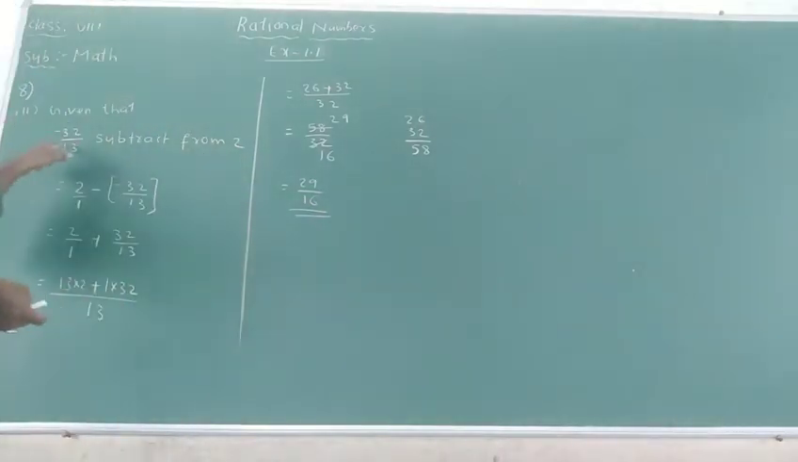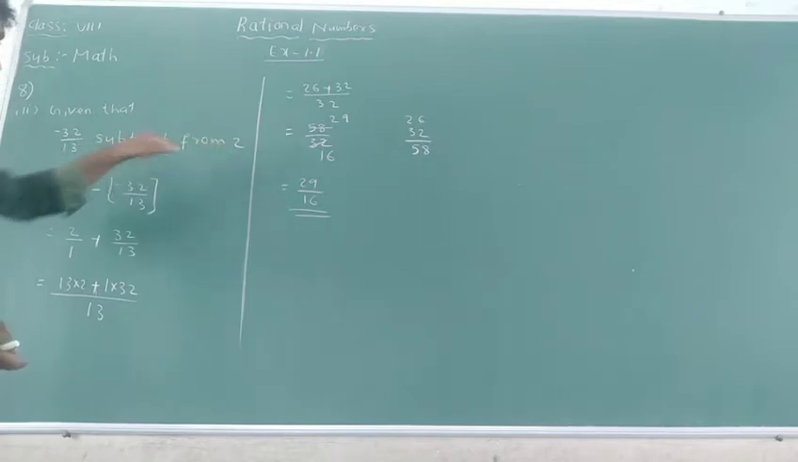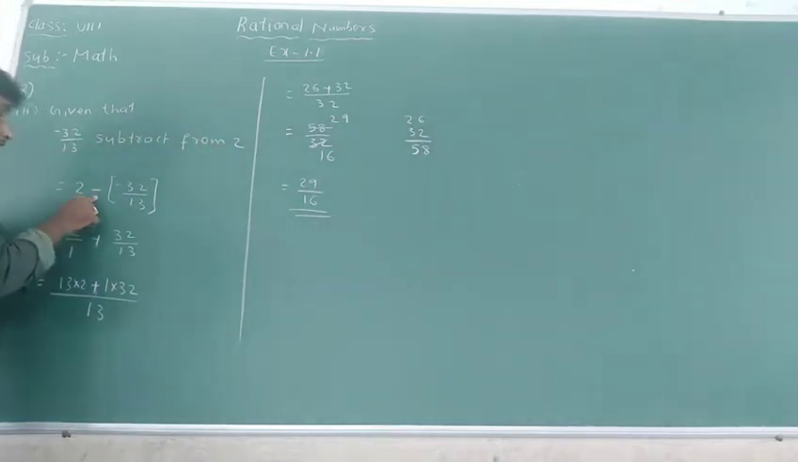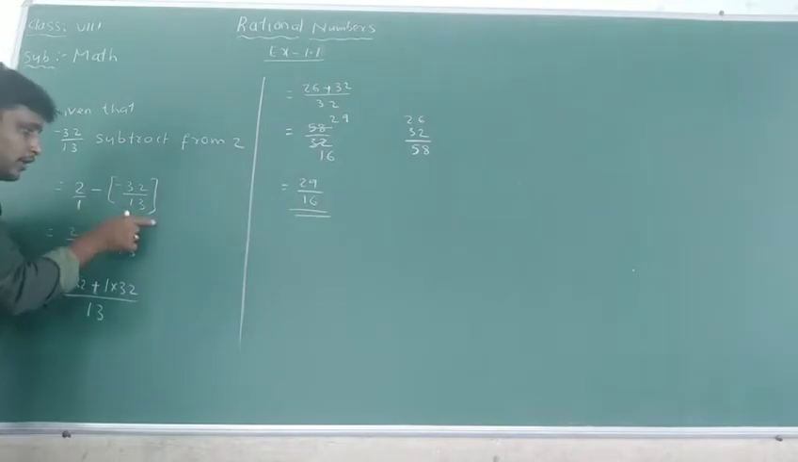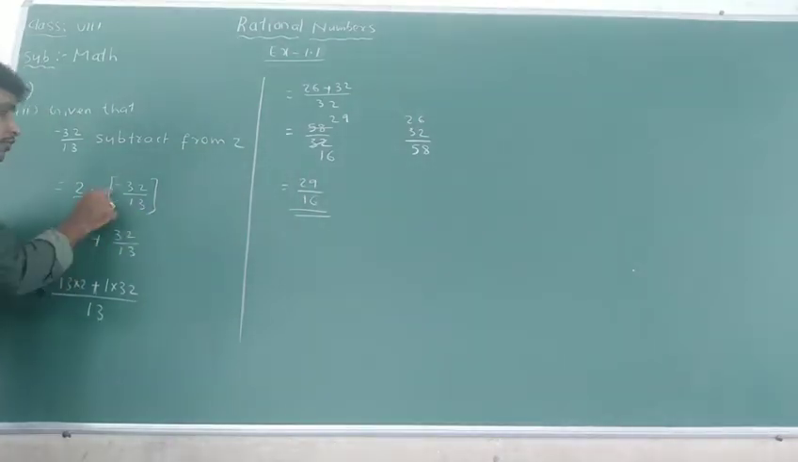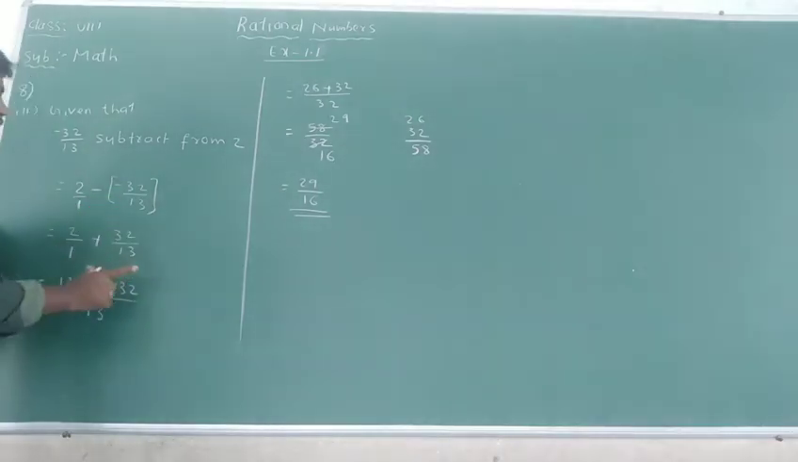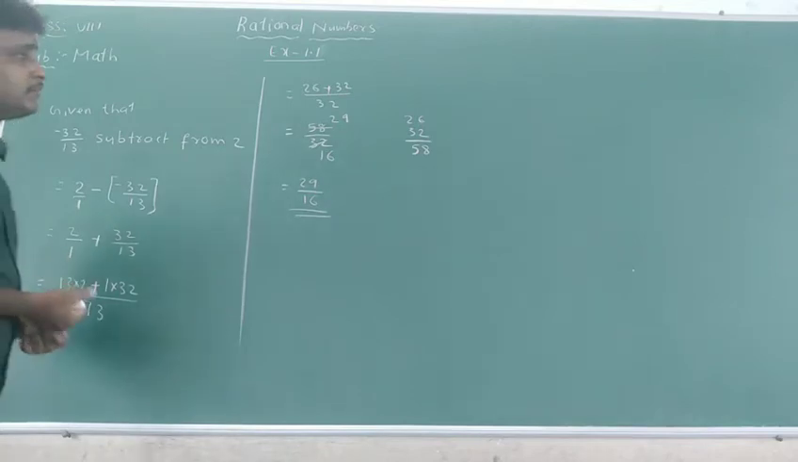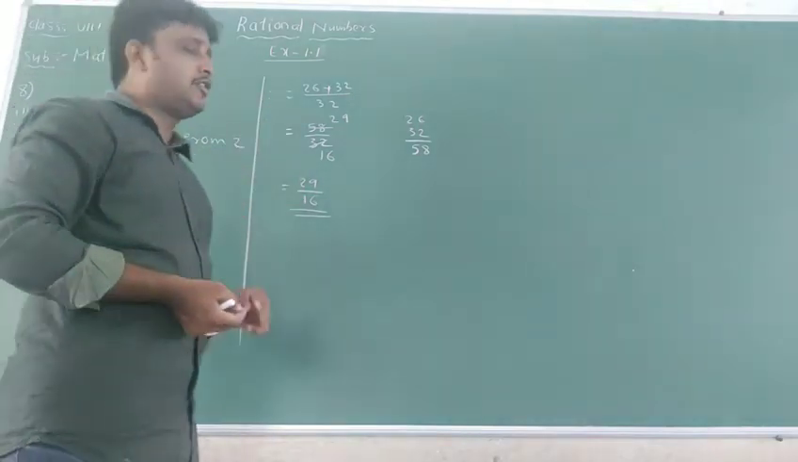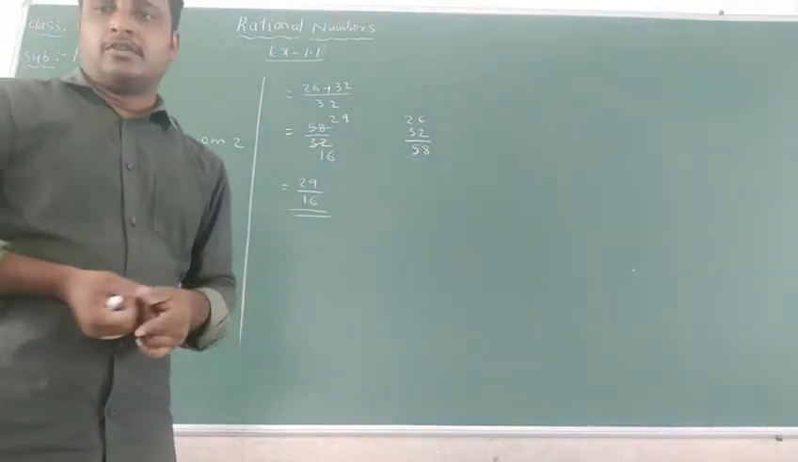I am repeating once. The given number minus 32 by 13, we have to subtract from 2. So after "from", whatever the number is, we have to write first, then minus. This minus, we are doing subtraction, right? So we have to write minus here. And the next number before the "from", minus 32 by 13, you have to write as minus 32 by 13. In the second one, you have to eliminate the bracket. For eliminating the bracket, minus into minus is plus, then you have to do addition of these two rational numbers. If we do the addition, you will get the answer.